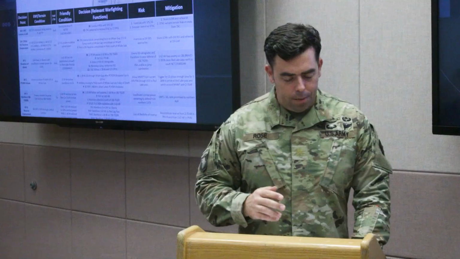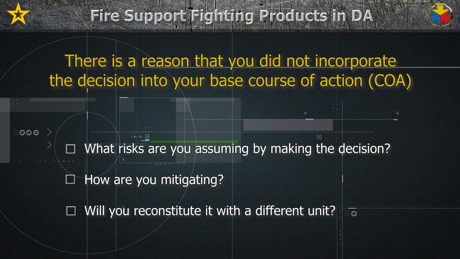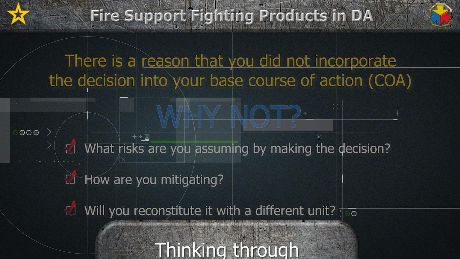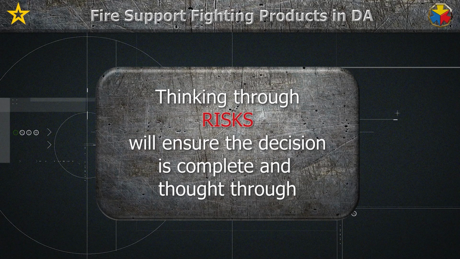Think about risk. There's a reason that you did not incorporate the decision in your base course of action. Why not? What risk are you assuming by making the decision, and how are you mitigating it? If you're employing the reserve, will you reconstitute it with a different unit? Again, thinking through risk will ensure the decision is complete and thought through.